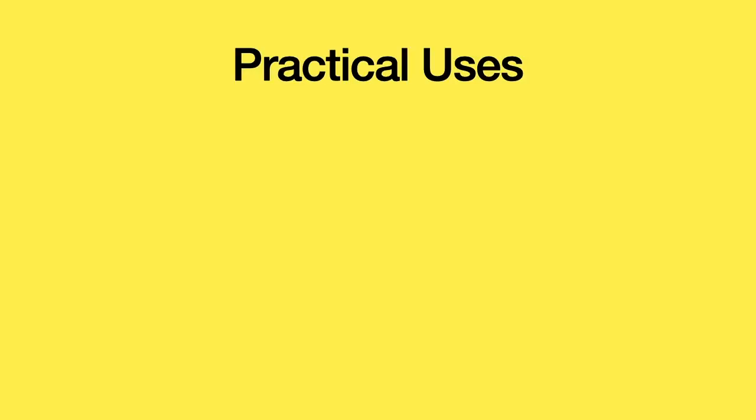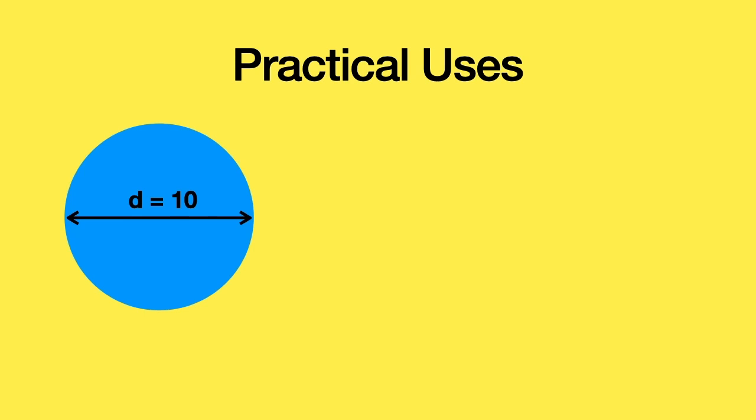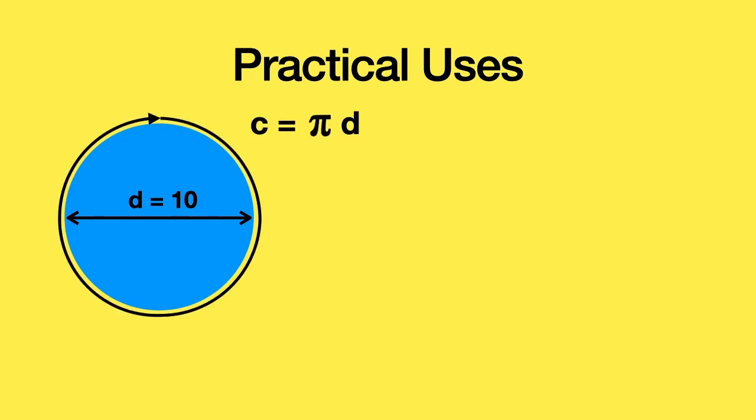Okay, so let's move on to practical uses then. Obviously with that equation, if we know that D is equal to 10, we can work out that C is equal to pi times D, which is pi times 10. So we know that the circumference is approximately 31.415.